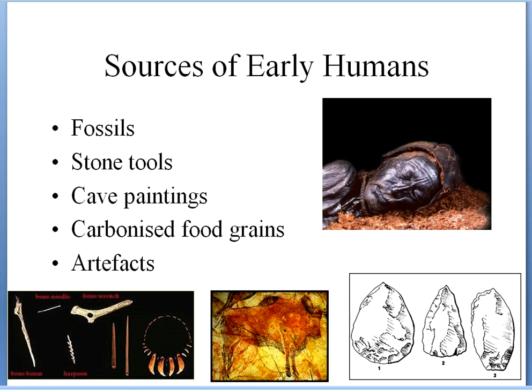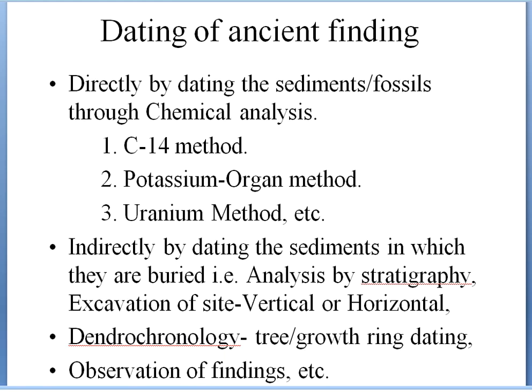Then we have the question of how these evidences are dated, that is, how the things which have been excavated and found by archaeologists are dated. Dating of ancient findings is done in two ways. First, directly by dating the sediments and fossils through chemical analysis. First is the carbon 14 method. This is a very popular method to date any sediment and any material. This method dates artifacts which are 50,000 to 60,000 years old.